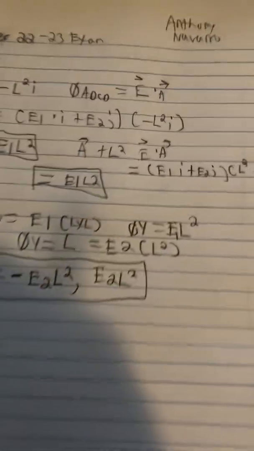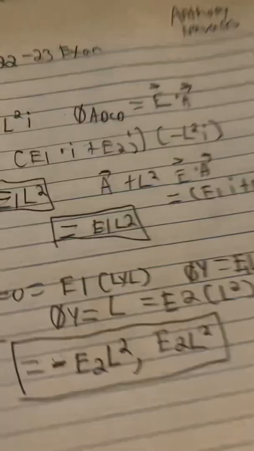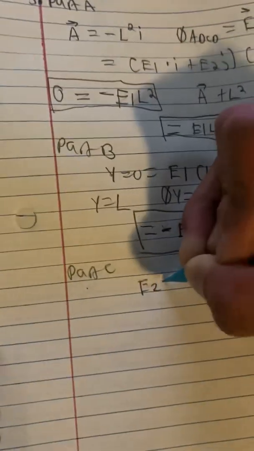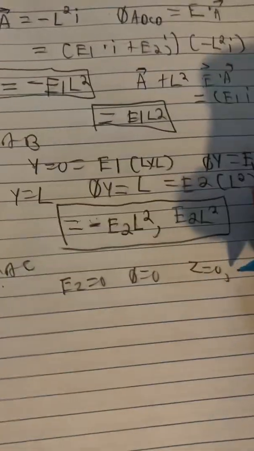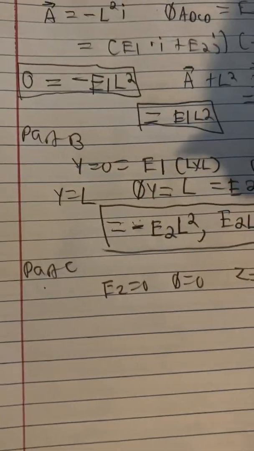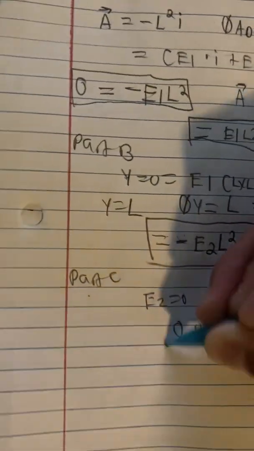Part C asks, calculate the electric flux through the cube face in the plane z equals 0 and the cube face in the plane z equals L. For each face, the normal points out of the cube. So z equals 0 and z equals L. For this one, all we have to do is z equals 0, and z equals L, which will basically give us 0, 0.